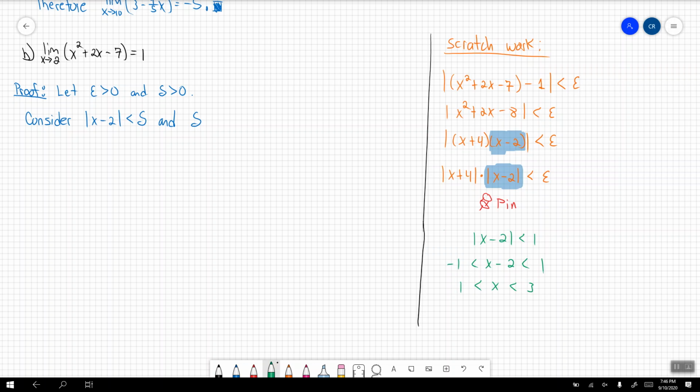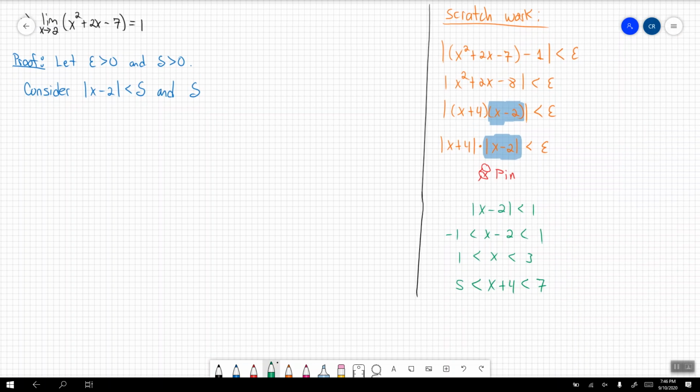So then what can I do in order to get x plus 4? I can take 4 and add it to this inequality. So if I add 4 to 1, then I get 5. If I add 4 to x, I get x plus 4. If I add 4 to 3, then I get 7. And this now gives me a bound for the numbers that I need.